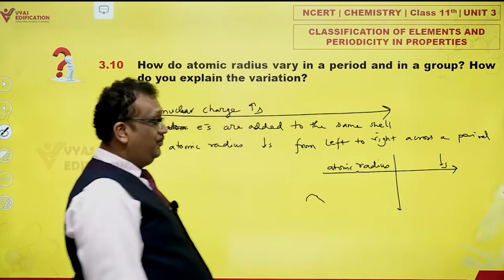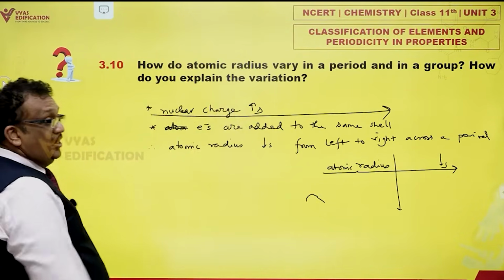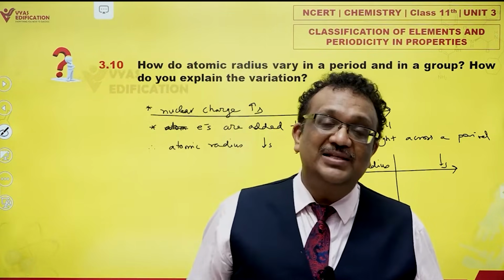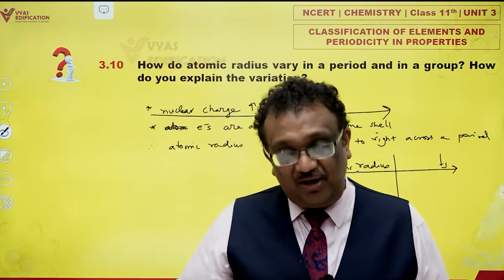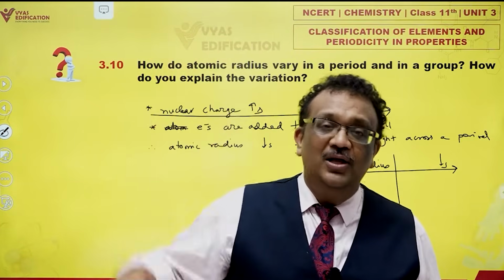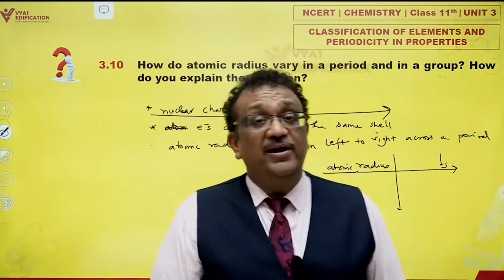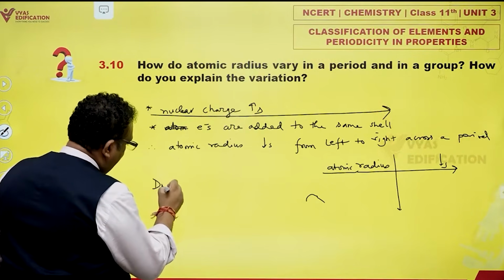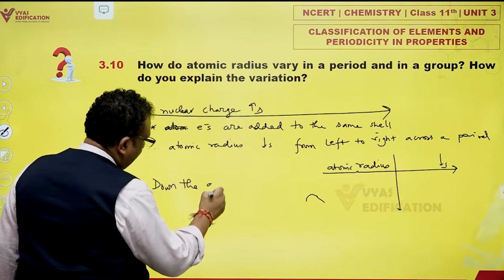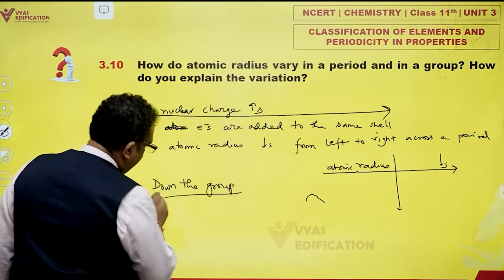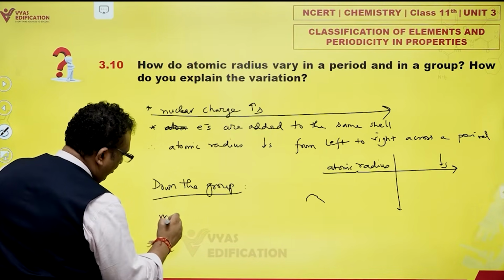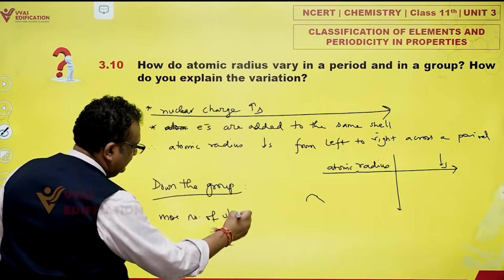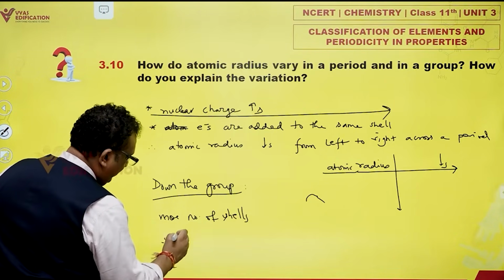What happens down the group? Let's figure that out. Down the group, extra shells are added. Since more and more shells are added, it's something like you're constructing ground floor, first floor, second floor, third floor. So the height of the building will increase, or the radius of the atom will increase. You can say down the group, more number of shells, therefore bigger size.